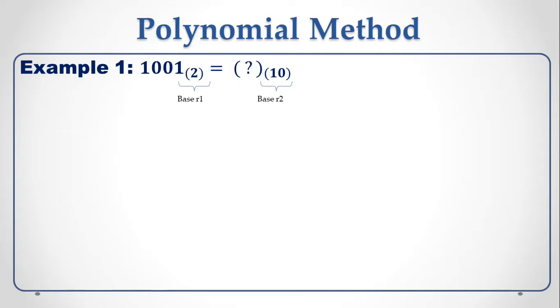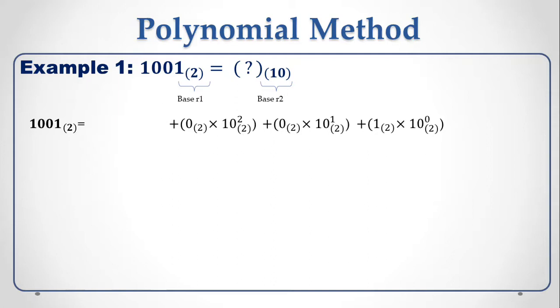And we can represent this starting from the least significant bit. It is represented as 1 to the base 2 into 10 to the power of 0, 0 into 10 to the power of 1, 0 into 10 to the power of 2, and 1 into 10 to the power of 3. And if you observe, it is represented with the base R1, which is in binary itself.